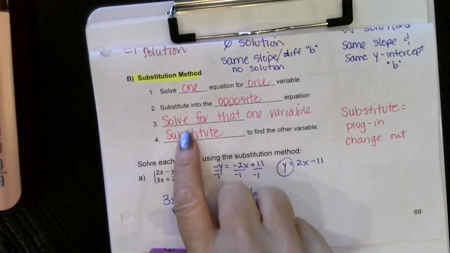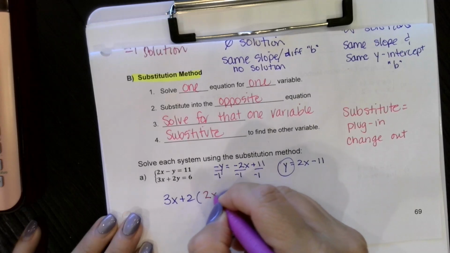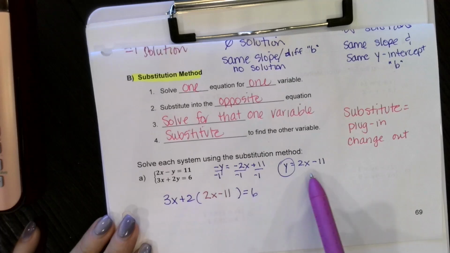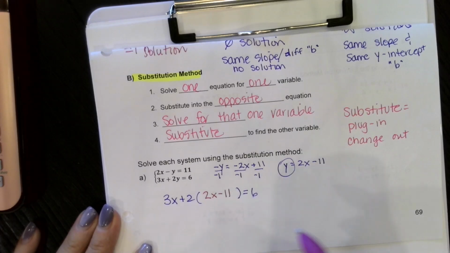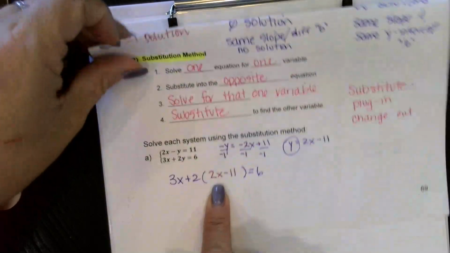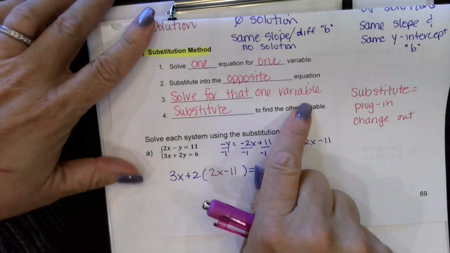Now, solve for that one variable. I'm going to substitute this in, 2x minus 11. So remember, we're going to change it out. I got rid of the y, and I changed it out with this one. Now I'm going to solve for y. Oh, sorry. Solving for x, because x is what's left. And that's the thing. If you see that you have x's and y's in here, then your substitution's not going to work. You can only have one variable. That's what this says up here. Solve for that one variable.